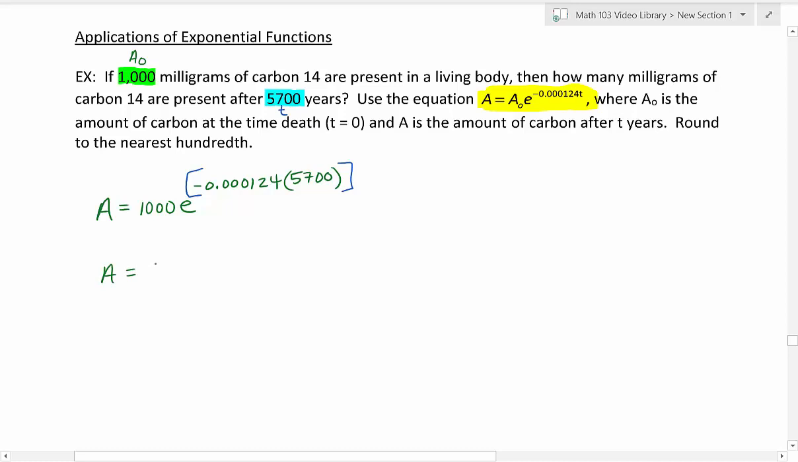We want to round our answer to the nearest hundredth. We get 493.22 milligrams.